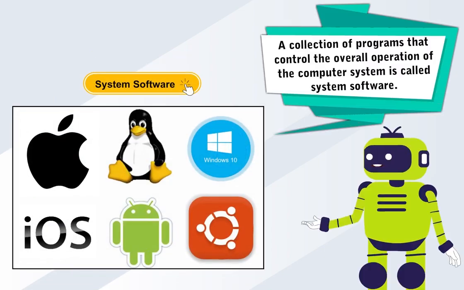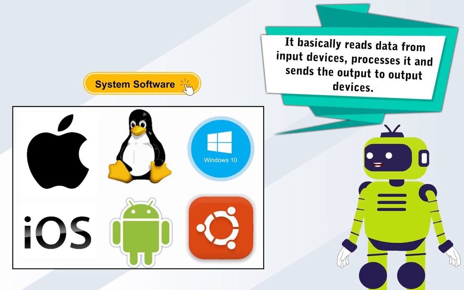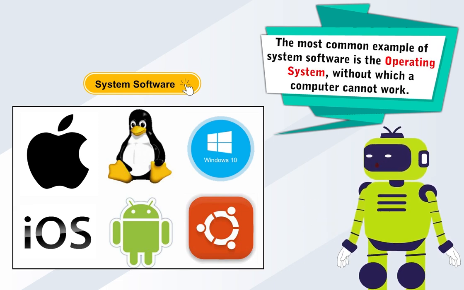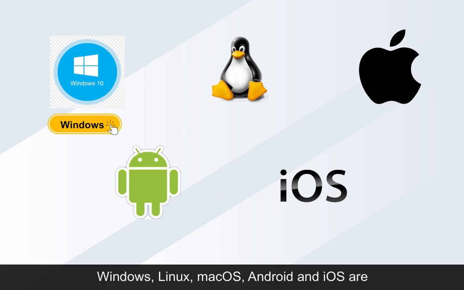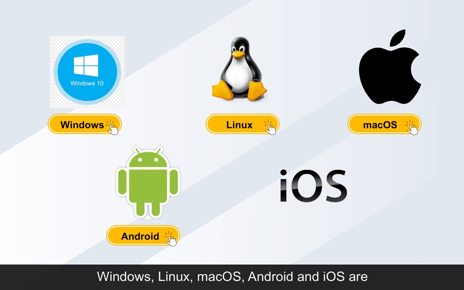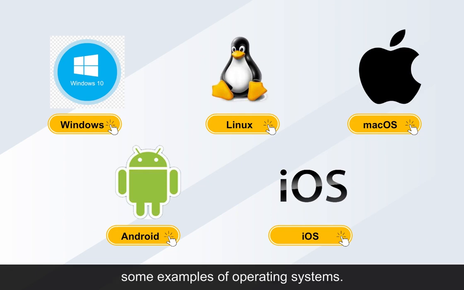System software. A collection of programs that control the overall operation of the computer system is called system software. It basically reads data from input devices, processes it, and sends the output to output devices. The most common example of system software is the operating system, without which a computer cannot work. Windows, Linux, Mac OS, Android, and iOS are some examples of operating systems.